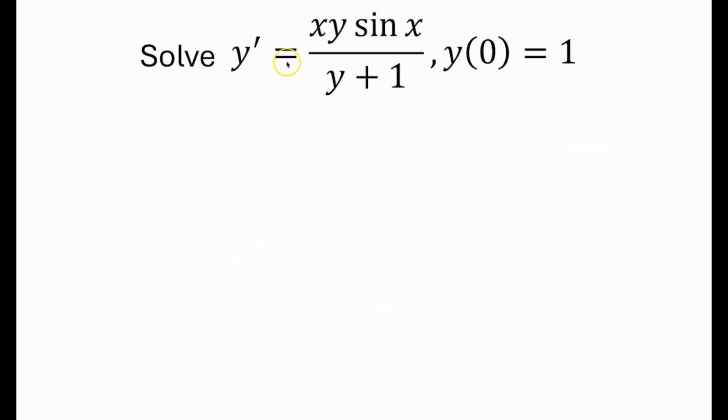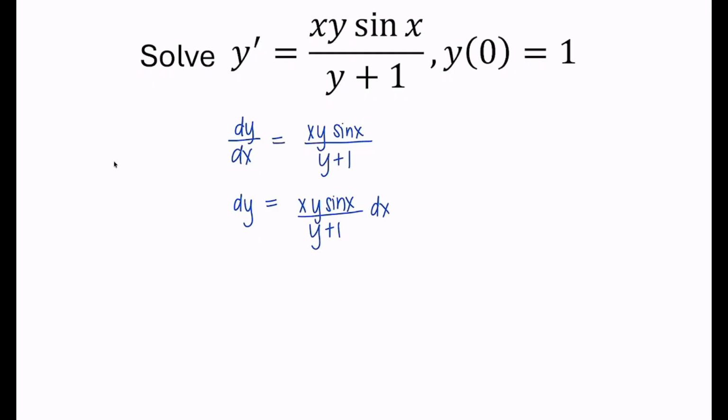Here let's solve y prime equals xy sine x all over y plus 1 with the initial condition y of 0 equals 1. So first let's recall y prime we can express as dy dx, and then we have equals xy sine x all over y plus 1. So let's multiply by the dx. So we're going to have dy is equal to x times y sine x all over y plus 1 dx.